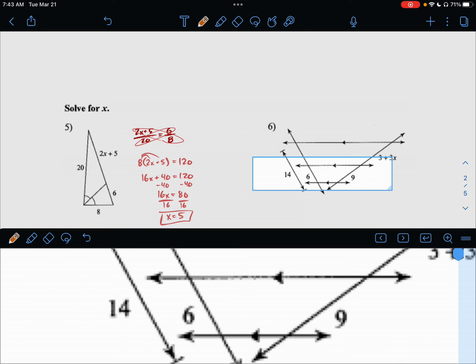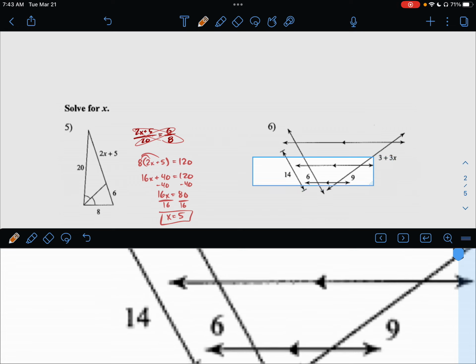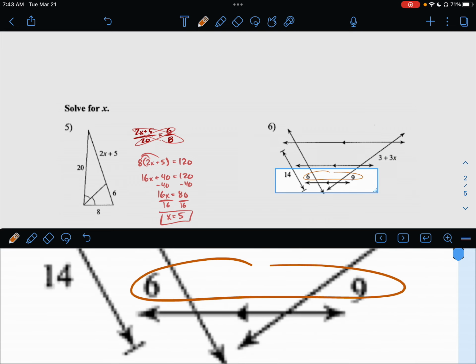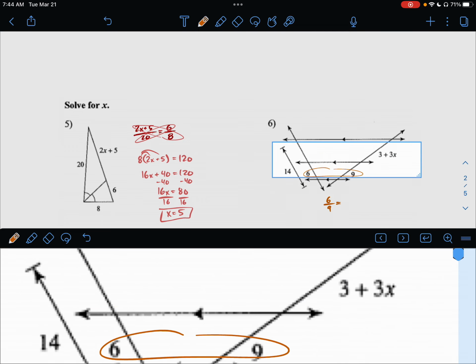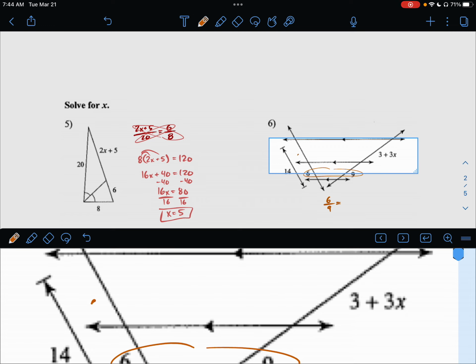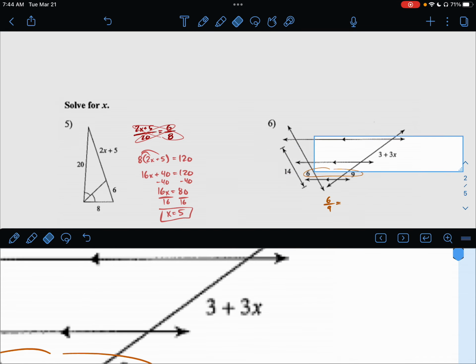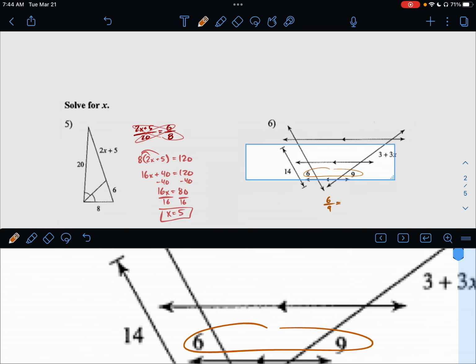let's see, some things I could do. I see this 6 is across from the 9, so I'll do that. I have the 6 across from the 9. And then, let's see, I have this part right there is across from that 3 plus 3x. I can't call this x over here because it's not x. X is a separate variable over there.